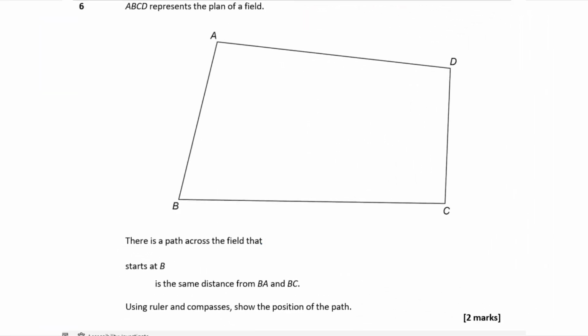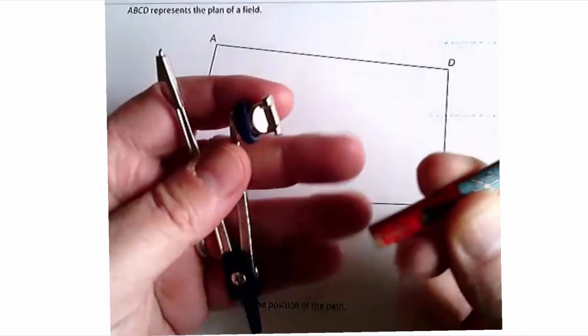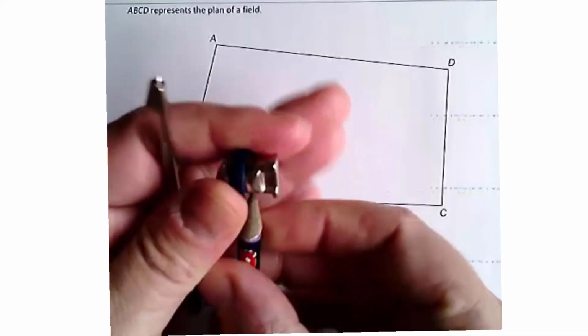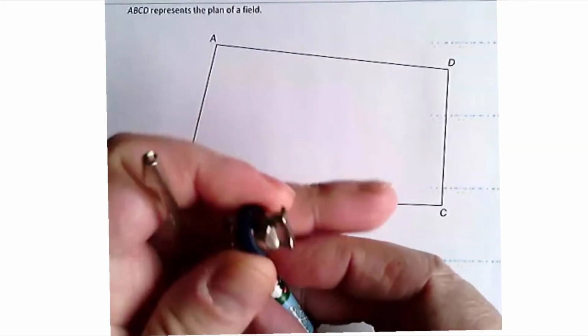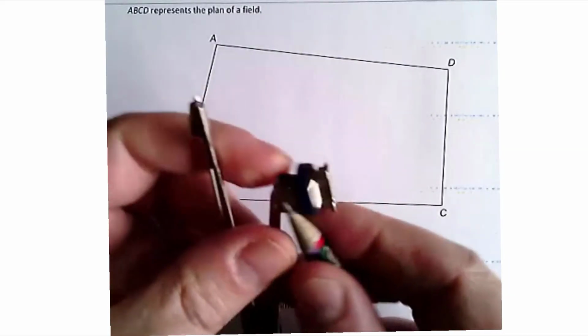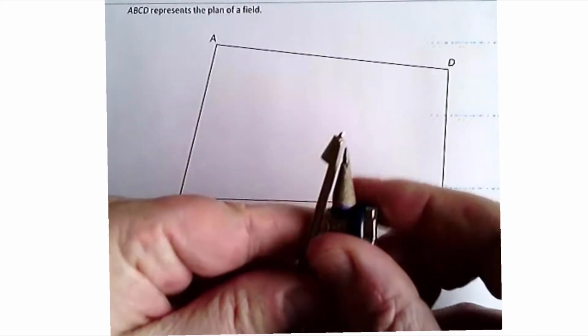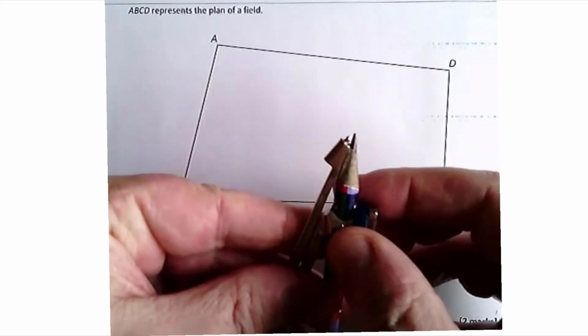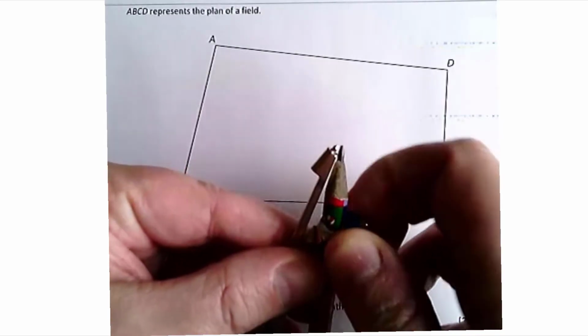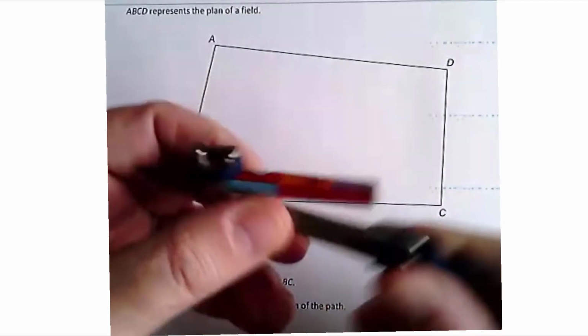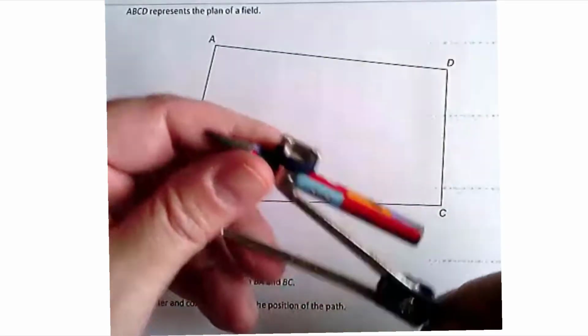Question 6. ABCD represents the plan of a field. There is a path across the field that starts at B, is the same distance from BA and BC. Using ruler and compasses, show the position of the path. Okay, so make sure you keep yourself a little pencil that you can use with your compass. You need a special one really. Don't have your normal long pencil, it's too long. The reason for that is when you twirl your compass around, it needs to do a full 360 without bumping into your fingers.